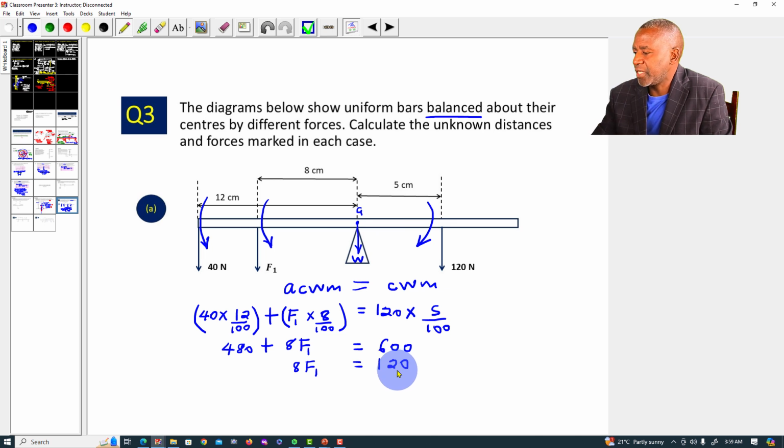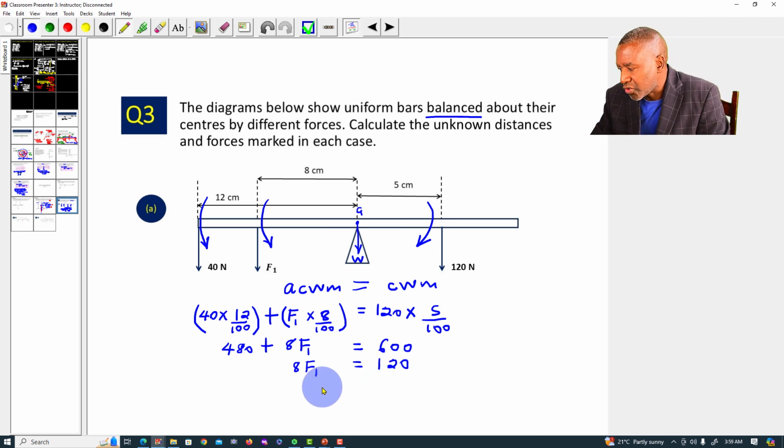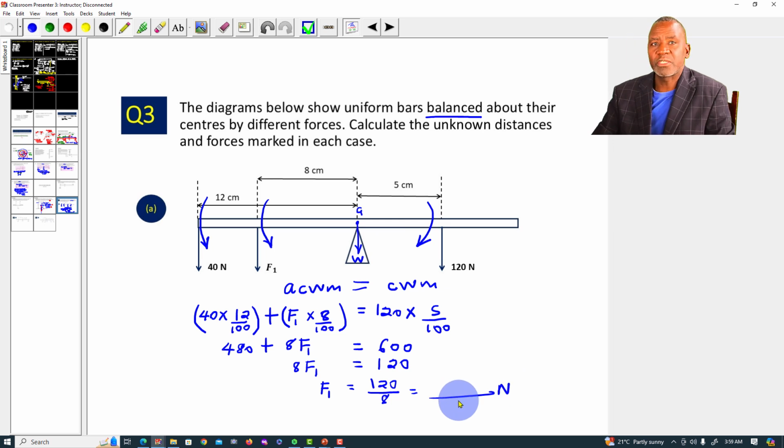480, yes, 120. So to get F1, I simply need to divide 120 by 8, and you get your force here in newtons. I think that one is pretty simple. You can just get your calculator and get that value. That is how you would solve that question.